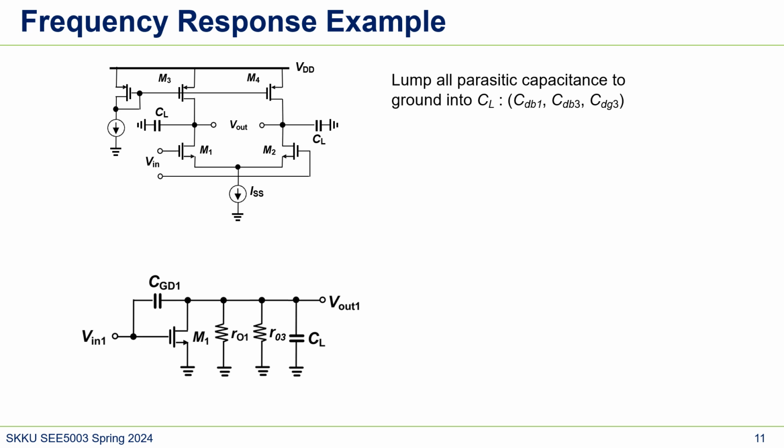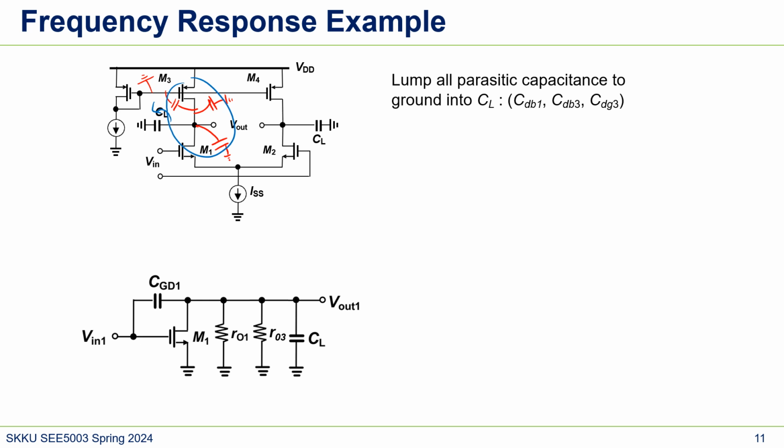And here is the frequency response of the active load. Dump all parasitic capacitance to ground into CL. It means that CDB1, this capacitor, CDB3, this capacitor, and CDG3, this capacitor, are AC ground, right? So here is actually AC ground. That's why we can just merge these three capacitances into CL.